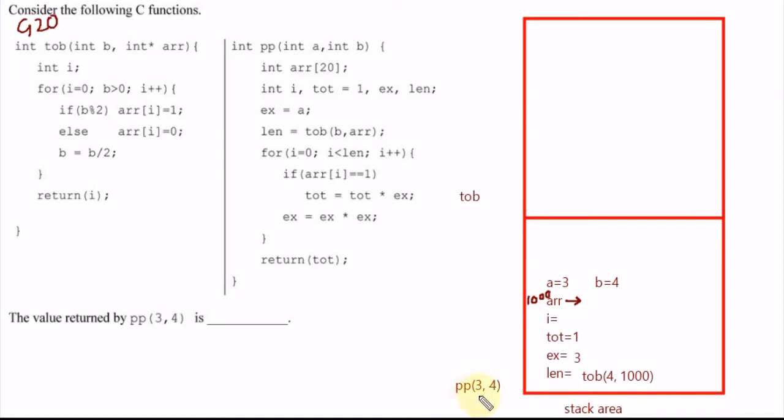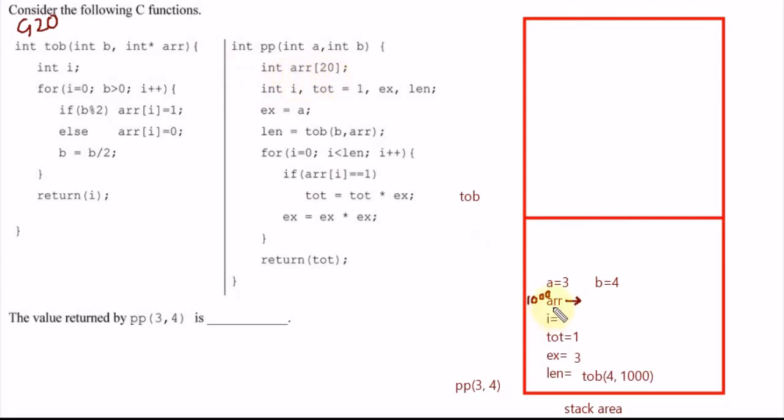So pp(3, 4) is called. What is the definition of this pp function? In the pp function, we are given 3 and 4 as parameters. So a will contain the value 3 and b will contain the value 4. Now we are going to take an integer array of size 20.